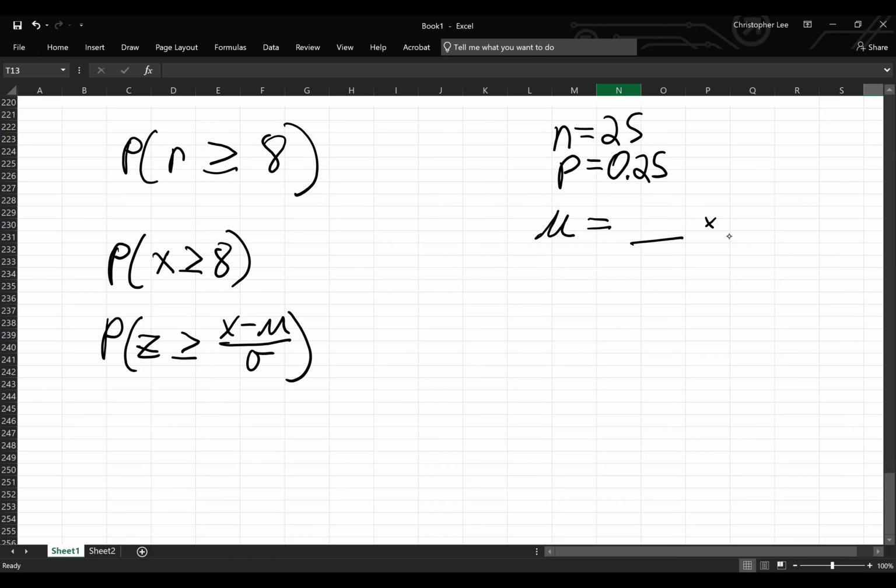It's something times something. NP, N times P. Very good. What about the standard deviation sigma? What's that? Chapter 6. The square root of NPQ, right? So this is N times P times 1 minus P. Simple, right? Now you just plug in the numbers that we have above and that's it.